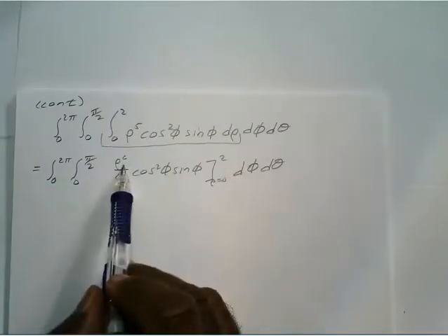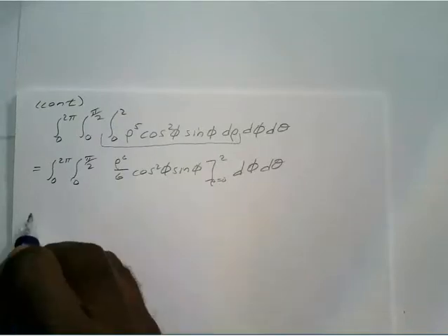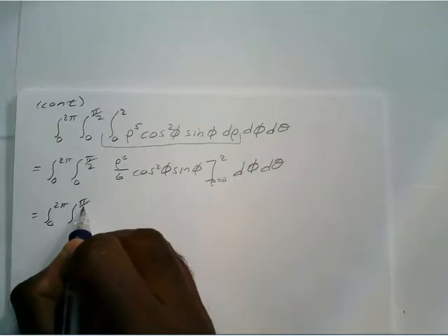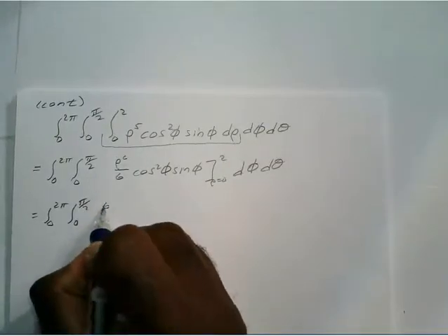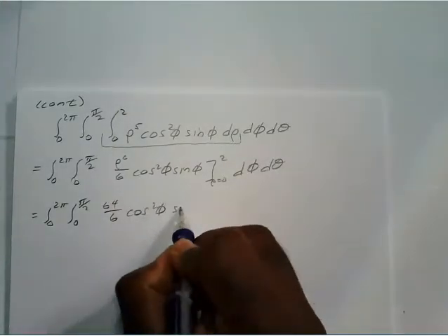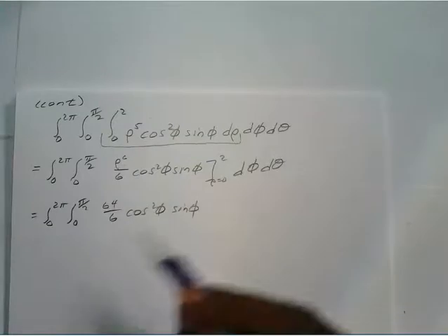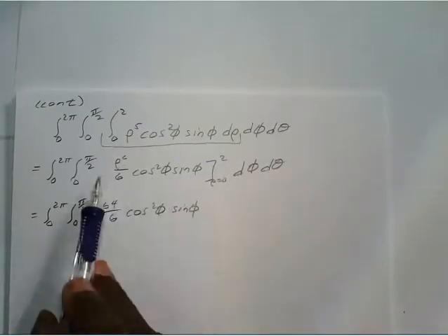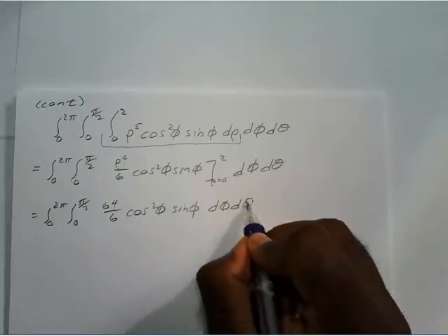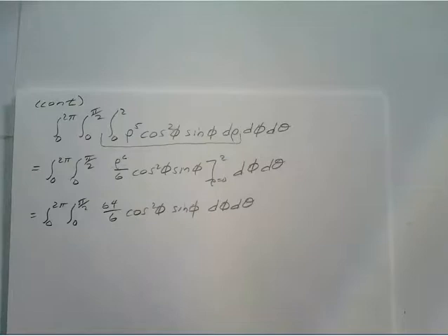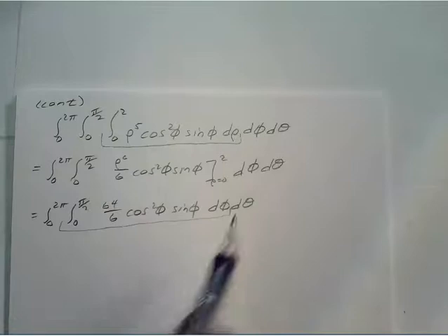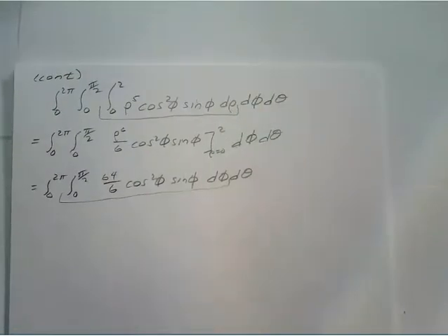Okay, so if we plug in 2, we have 2 to the 6th power, which is 64. So we have from 0 to 2 pi, 0 to pi over 2, and we have 64 over 6 cosine squared of phi sine of phi. And if we plug in 0, that just gives us 0, so we don't have to worry about that. And that's with respect to phi and with respect to theta. Okay, so now we go ahead and integrate with respect to phi.